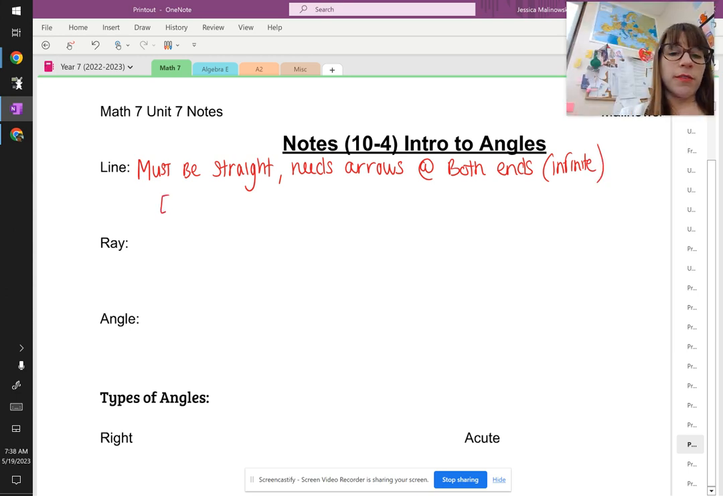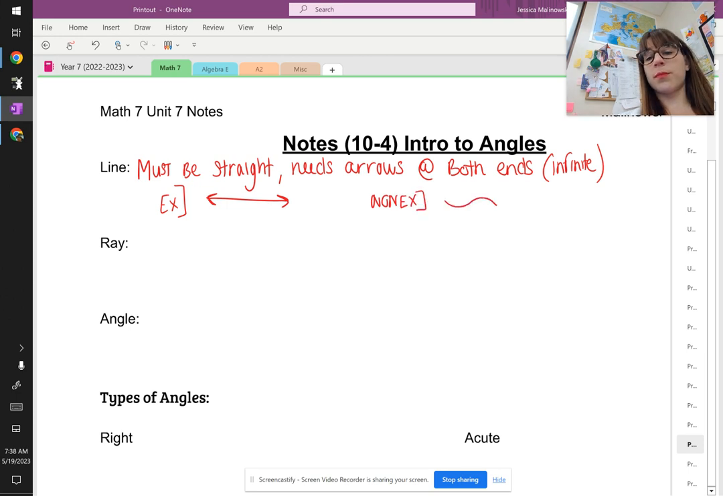All right, so we have an example. Straight line, you're using a ruler to create those. A non-example: even though, yes, this is infinite, it's not a straight line because it's not straight. It's not a line.